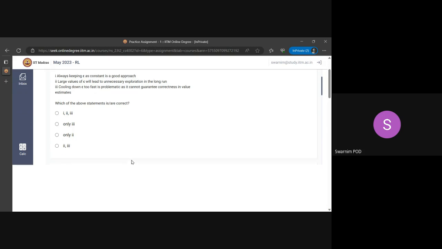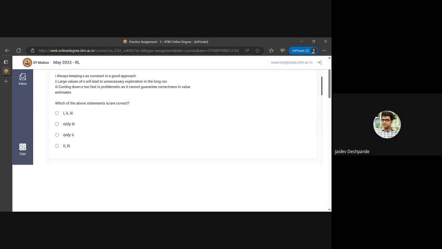I think only 2, right? Okay. So large values of epsilon will lead to unnecessary exploration, that is correct. What we want to do is, as we increase the number of samples from the multi-armed bandit, we slowly decrease the epsilon so that it converges. 1 is definitely wrong. Yes, 1 is definitely wrong.